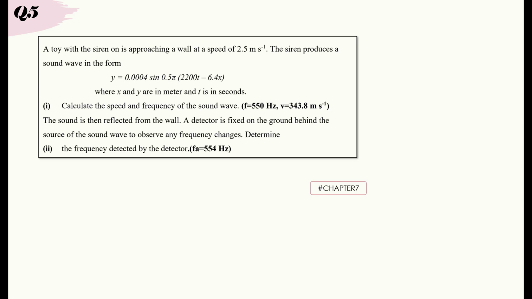It comes to the last question for this week, that is question number 5. So basically this question is about the Doppler effect. Let us first understand the situation of the question. We have a toy with a siren on, approaching a wall at a speed of 2.5 meters per second. So this is the velocity of the toy.